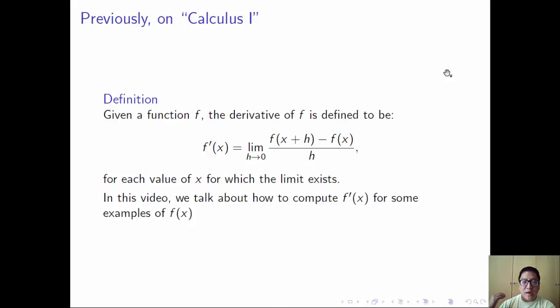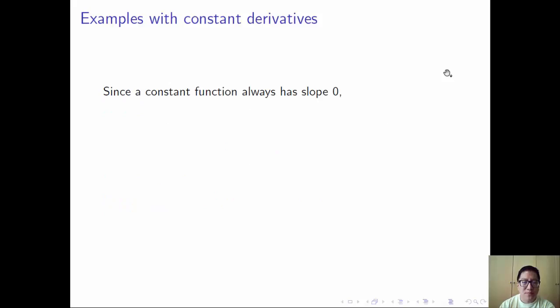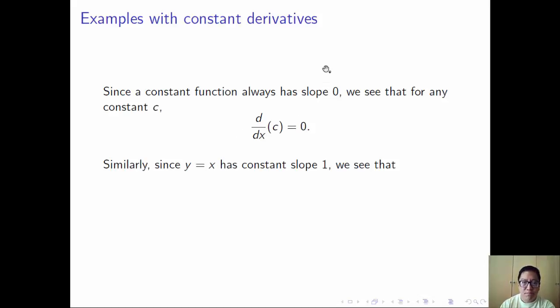So in this video, I'm going to talk about how to compute f prime of x for some examples of f of x with relatively uncomplicated formulas. To start off, here are some examples that have constant derivatives. Remember, a constant function has a horizontal straight line, so that always has slope 0, and so for any constant c, the derivative of c is equal to 0. Similarly, since the line y equals x has constant slope 1, we see that the derivative of the function x with respect to x is equal to 1.